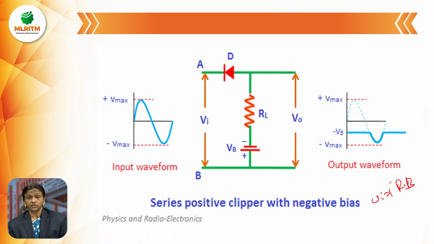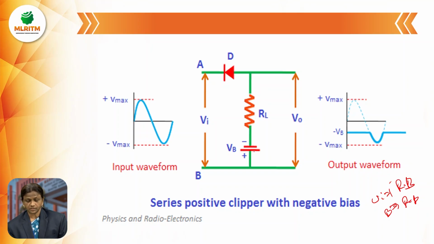Another voltage is the biasing voltage. In this biasing voltage or reference voltage, the negative terminal is connected to the anode of diode D. So, due to VB, diode D is in reverse bias. During the positive half cycle, terminal A becomes positive, the positive terminal is connected to the cathode of diode D, so diode D is in reverse bias.